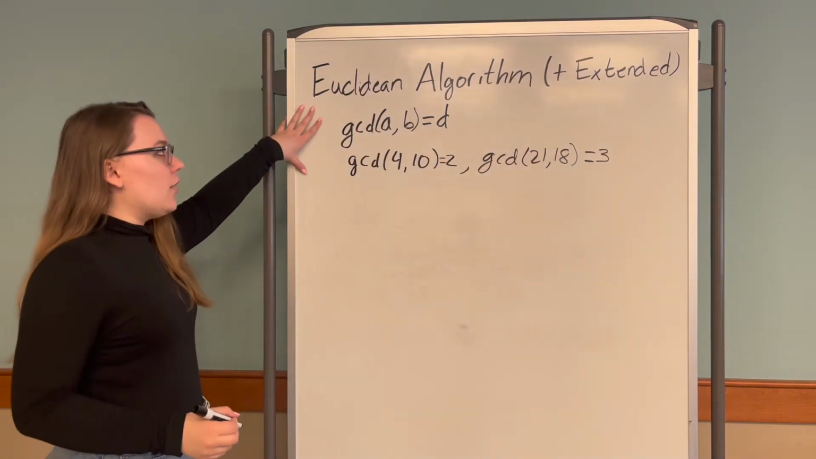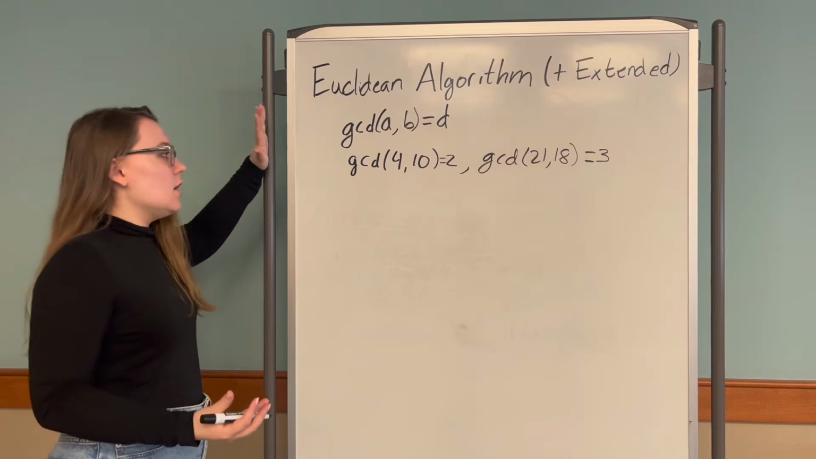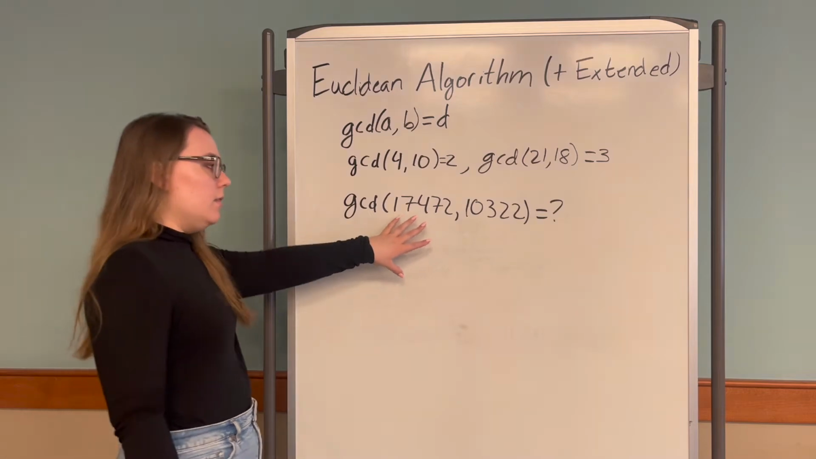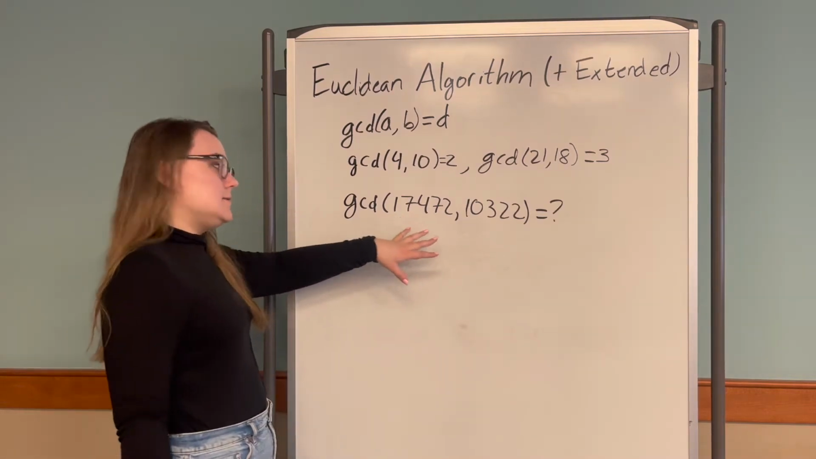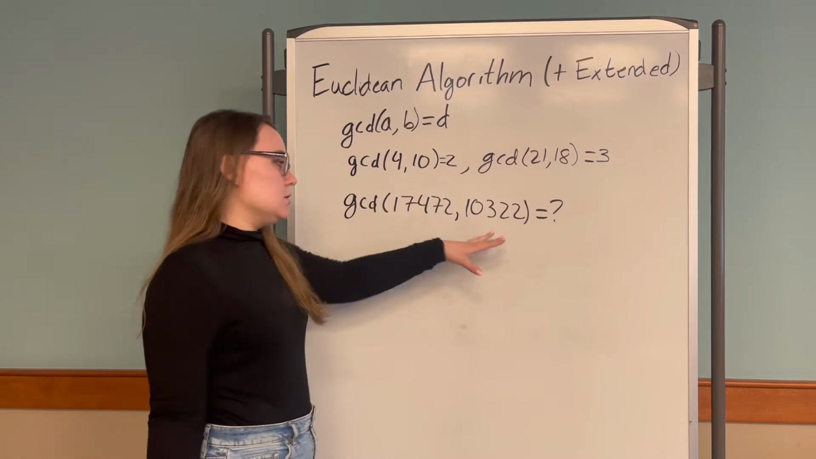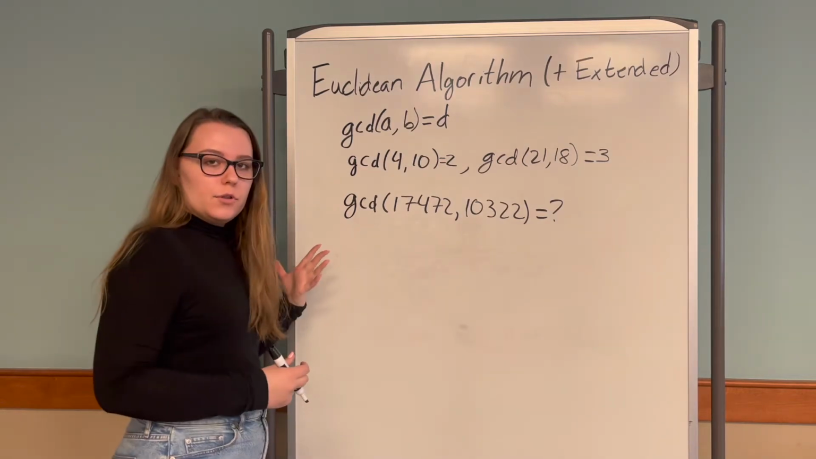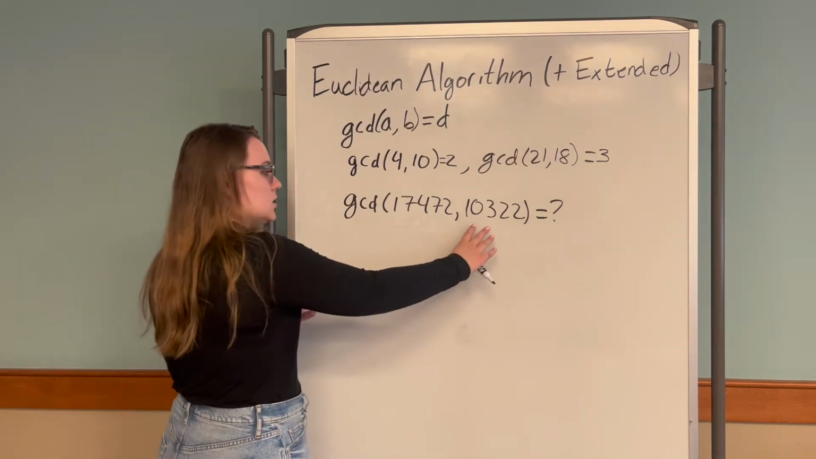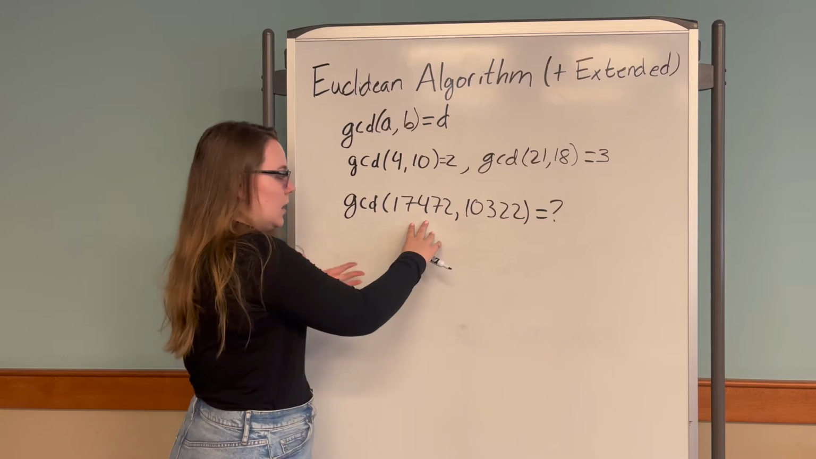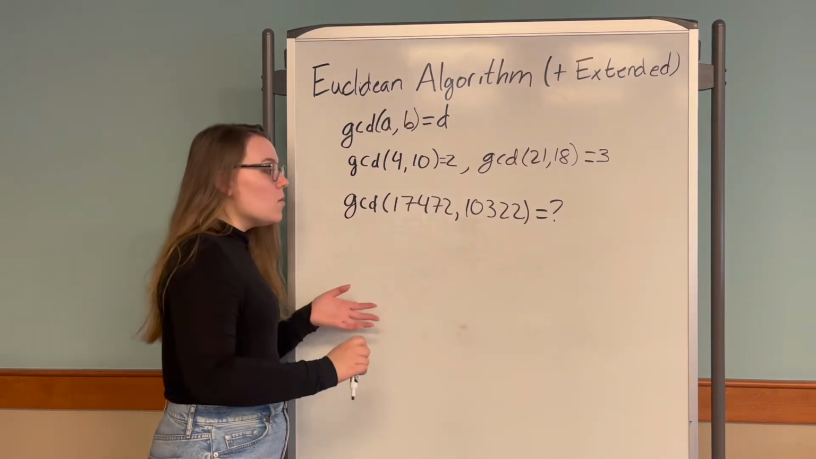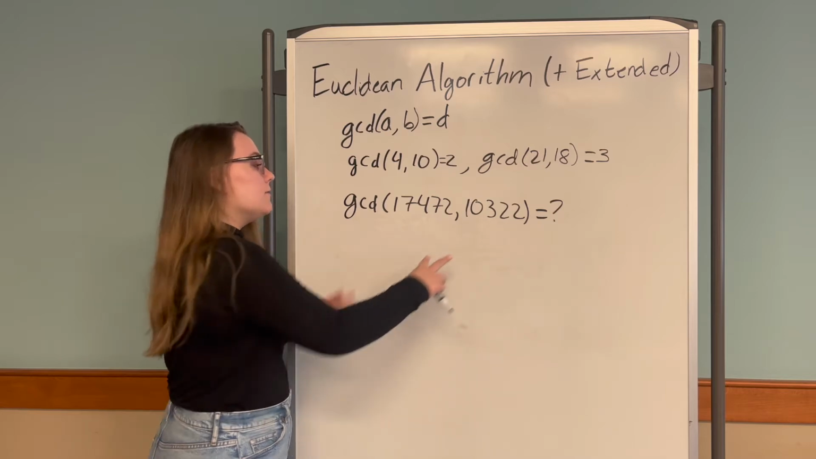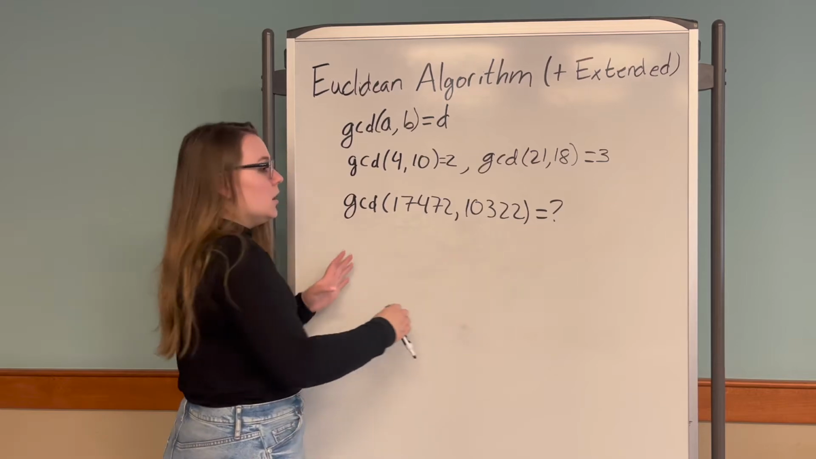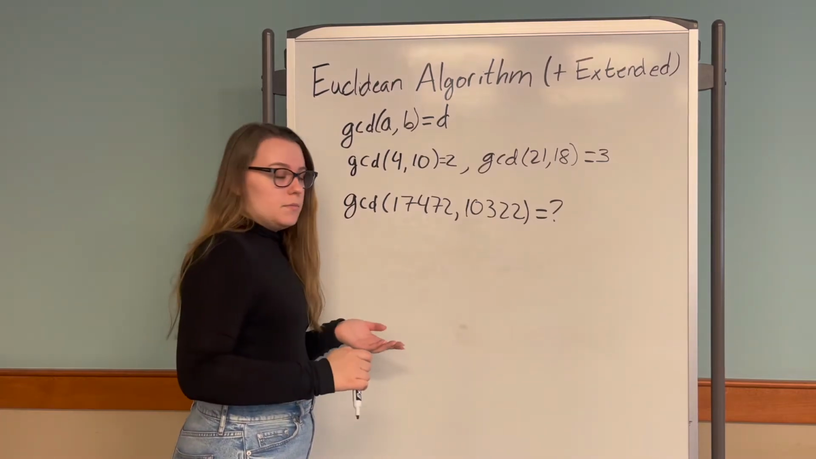Now, the Euclidean algorithm gives us a way to find the greatest common divisor of really, really big numbers. For example, how could we find the greatest common divisor of 17,472 and 10,322? The Euclidean algorithm helps us solve this. So, what we do is we subtract the smaller number from the bigger number until we get the smallest positive integer, or it's equal to 0. When one of the two numbers is equal to 0, we finish the Euclidean algorithm. The other number that's not equal to 0 is our greatest common divisor.